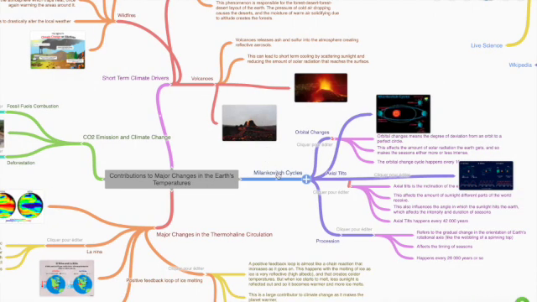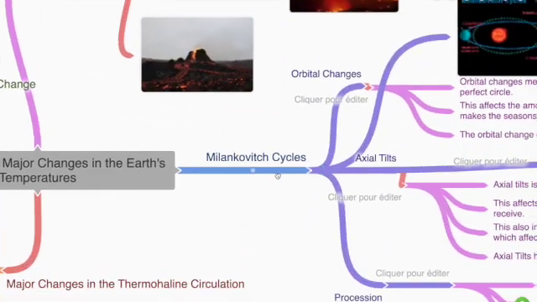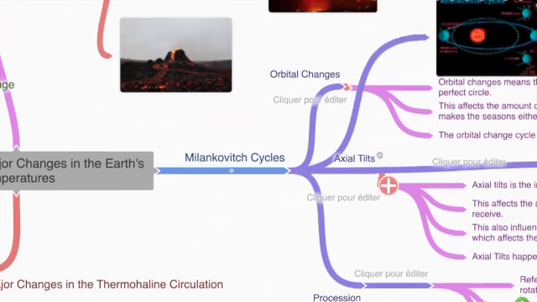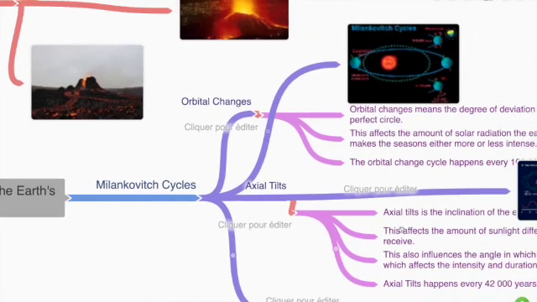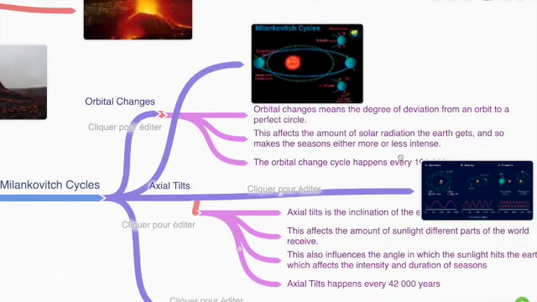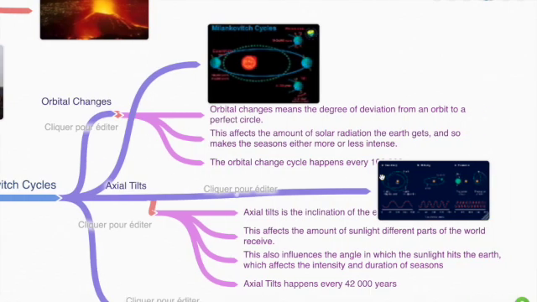So, to start off with Milankovitch cycles, there are three major Milankovitch cycles: orbital changes, axial tilts, and precession. Orbital changes means the degree of deviation from an orbit to a perfect circle. This affects the amount of solar radiation that the Earth gets, and so the orbital change happens every 100,000 years.